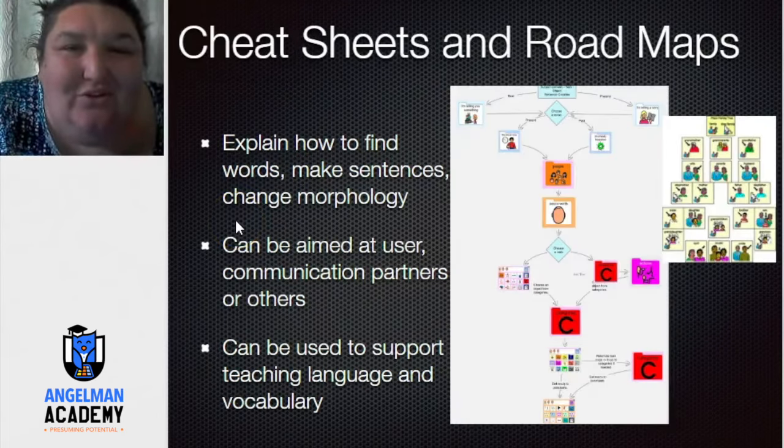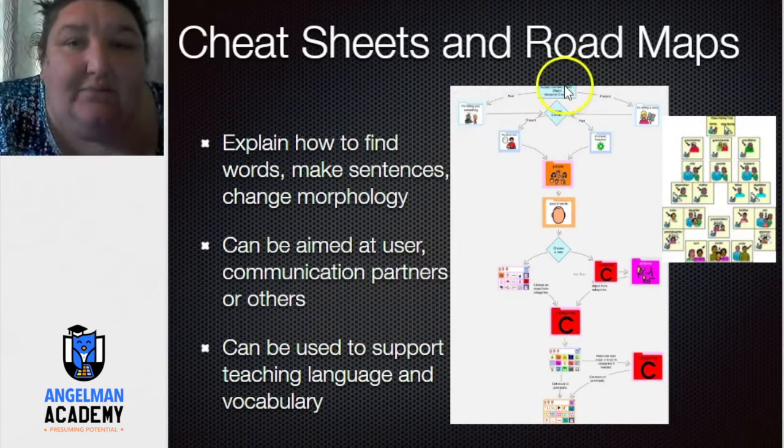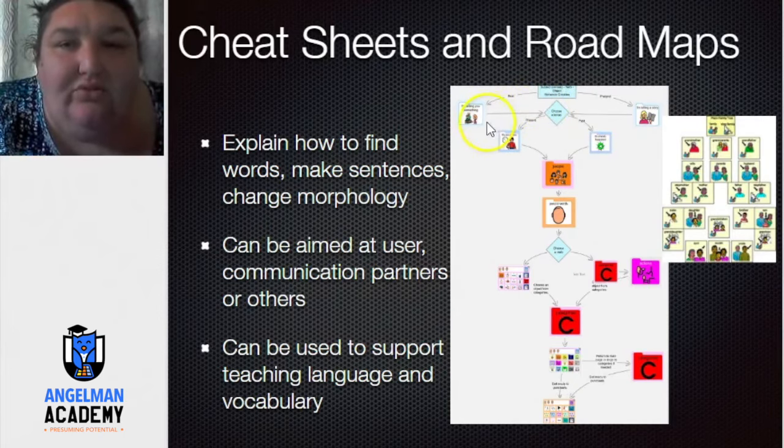Another thing you can use in your classroom are cheat sheets or road maps. So for example, this complicated looking diagram explains how to make a certain sentence. And so this is in PODD, and it really wasn't for the AAC user, it was for the teacher and the aide, and they used it as a rubric. So this child had an IEP goal to be able to make certain kinds of sentences. And this kind of flow chart shows how you would do that in sort of two different ways.